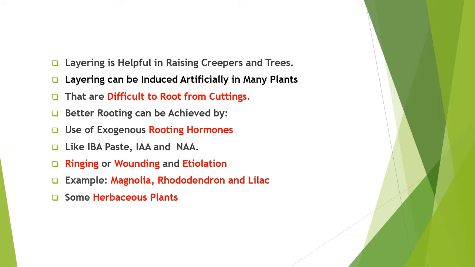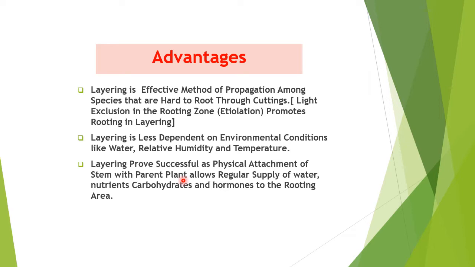So layering is basically a method of propagation. You are propagating a plant from a stem or the branches of the plant, while the branch is still attached with the parent plant. What are the advantages of layering? As I said, layering is an effective method of propagation among those species that are hard to root through cuttings. Why is it effective in hard to root cuttings? Because light exclusion in the rooting zone, that is etiolation, promotes rooting in layering. You see, the rooting zone is kept away from the light, and that promotes the rooting, refer to the etiolation which we have already done.